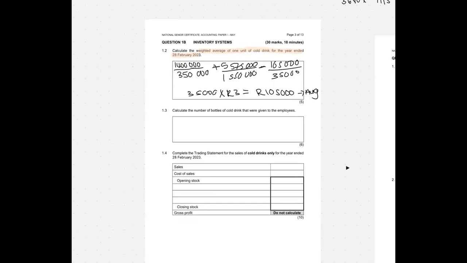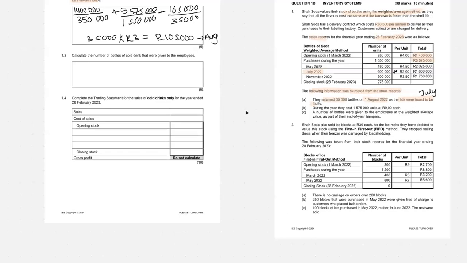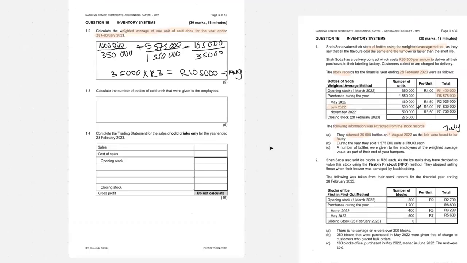Okay, where was I? So we now have our returns. If you remember, at the beginning of our background information, they told us that the delivery contract costs 30,500 per annum. That is part of our transport cost, and we need to include it in the cost of our cold drinks. So we just add the 30,500. There's no number of units for that, it's just delivery cost.